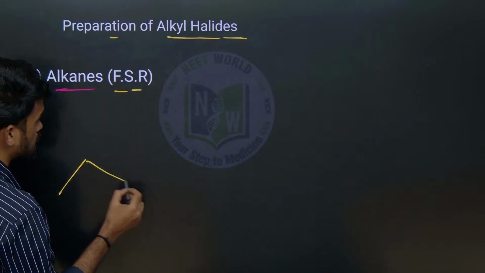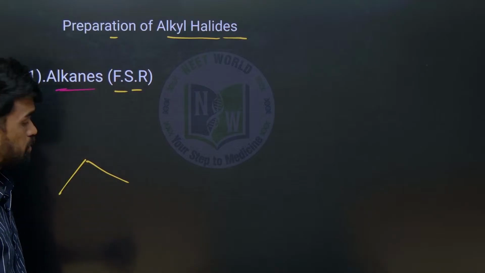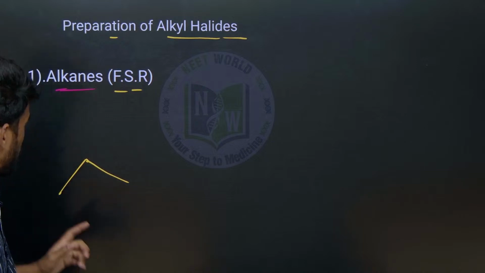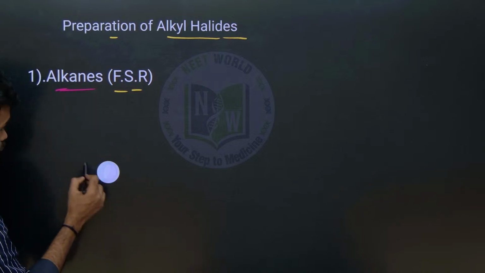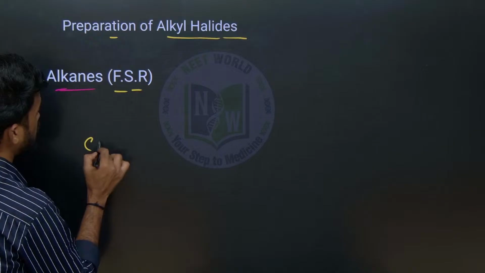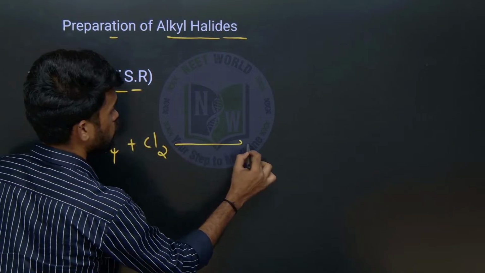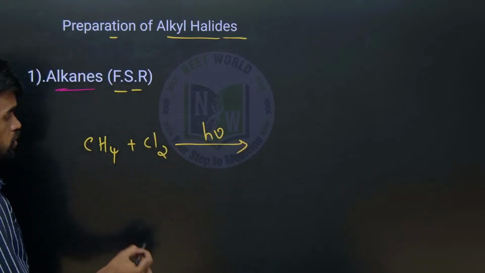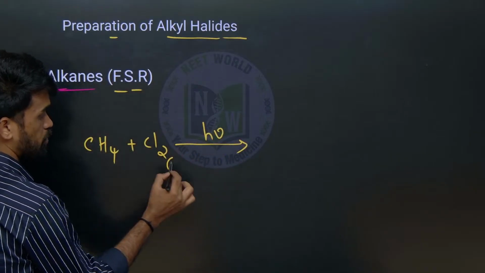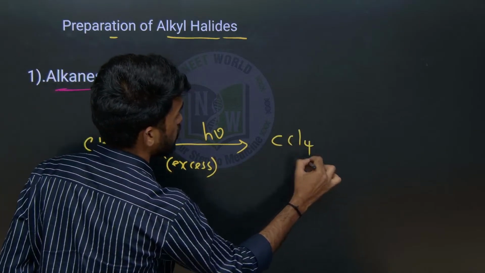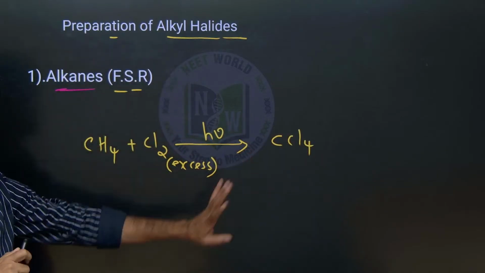In the last class, in the hydrocarbon chapter, I discussed the free radical substitution reaction mechanism, where you can take some alkanes. For example, we started basically with methane, which we chlorinated using sunlight. If we take chlorine in excess amount, we will get CCl4 as the major product, a polyhalogenated product.